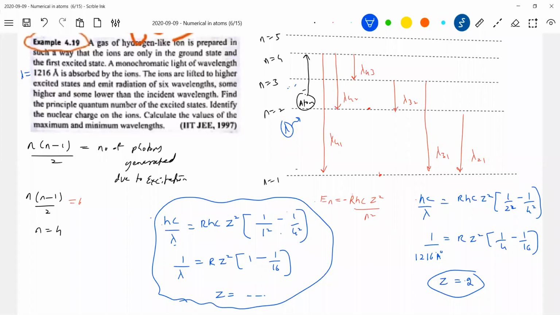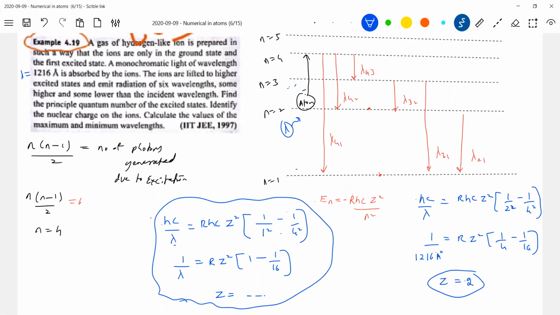Anyway, find the principal quantum number of the first excited state. So 1, 2, 3, 4. These are the possible excited states: 4, 3, 2, 1. Three excited states are possible here. Then identify the nuclear charge on the ion: Z equal to 2. Calculate the values of the maximum and minimum wavelength.